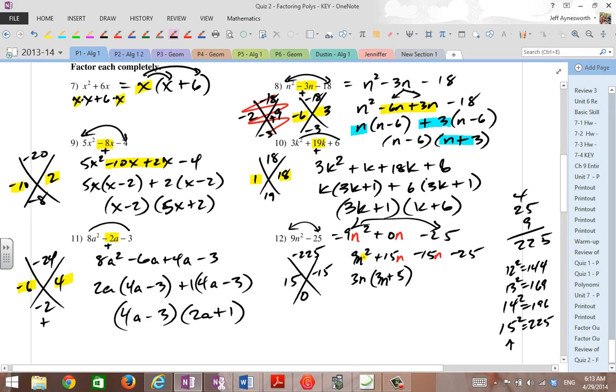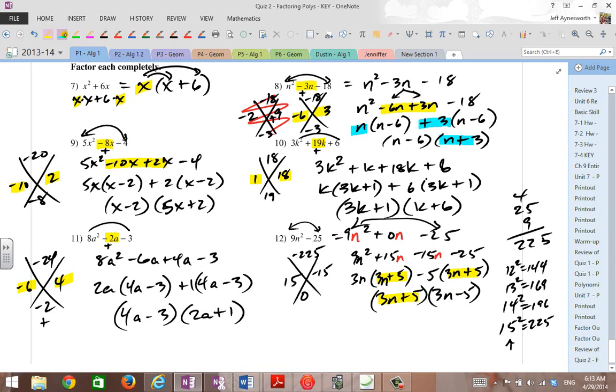3n times 3n is 9n squared. 3n times 5 is 15n. Factor out a negative 5 here. So negative 5 times 3n, negative 5 times positive 5, there we go. So 3n plus 5 times 3n minus 5. All right, you'll notice that they have this in common, and then you multiply it by the remaining terms right there. All right, and that's it.